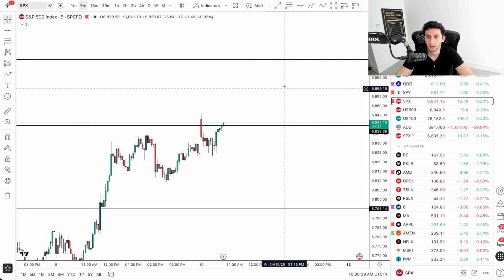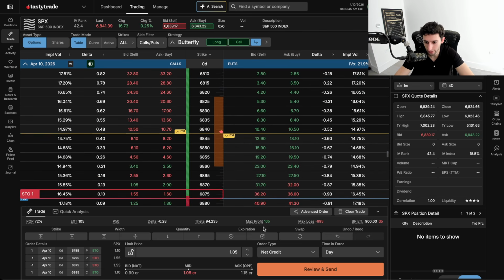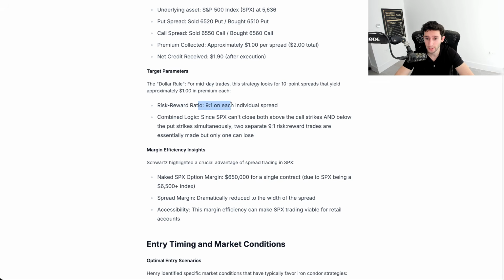Okay. Now, as we're looking through this, you can see this one's going to have a max profit of $100 and a max loss of $900, right? So that's pretty much exactly that 9-to-1 risk reward that we're looking at.